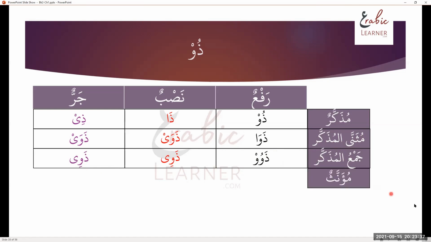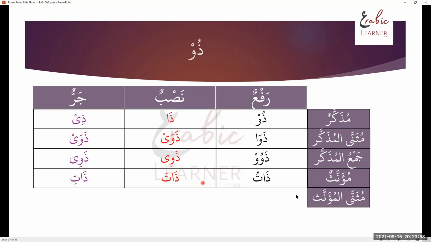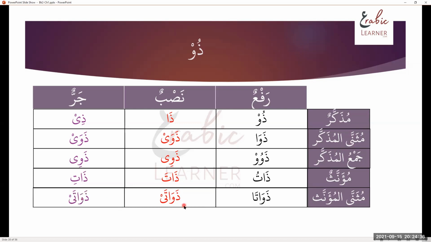Let's look at muannas now. Muannas is zatu. What do you expect nasab to be? Here muzakkar was fully flexible: zu, za, zi. Zata, very good. And zati. And the musanna, dual or pair, for muannas will be zawata. What do you expect in nasab? Zawatai. And in jar? Same. Good. Zawatai.